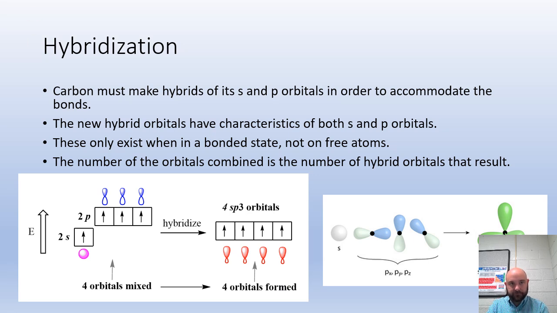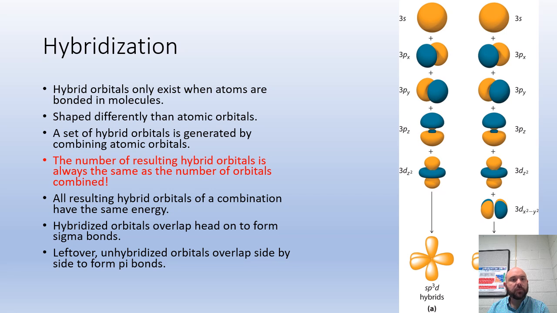Here we see some important notes about hybridization that we would do well to remember going forward. Hybrid orbitals only exist when atoms bond to form molecules. They have different shapes than the atomic orbitals they are made from. However, they often share many of the characteristics of each. A set of hybrid orbitals is generated by combining atomic orbitals. The number of resulting hybrid orbitals is always the same as the number of atomic orbitals that are combined to form them. All resulting hybrid orbitals of a combination have the same energy.